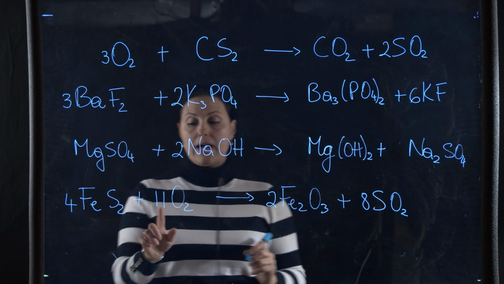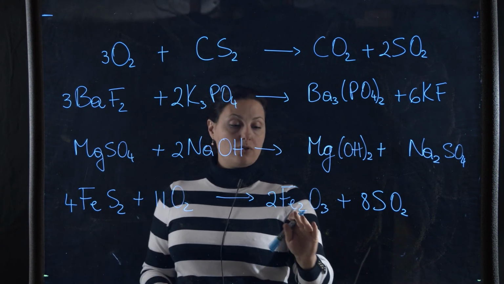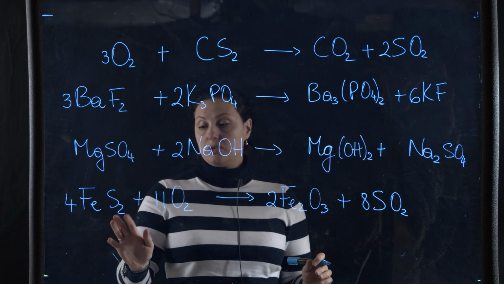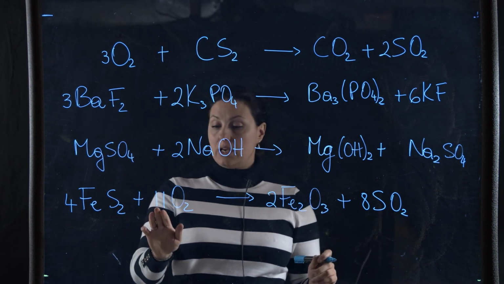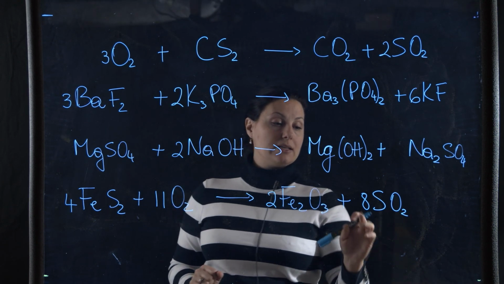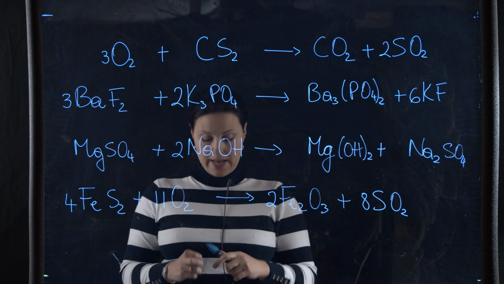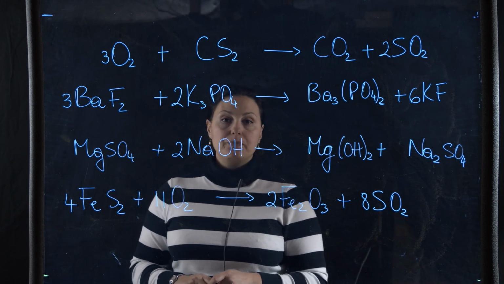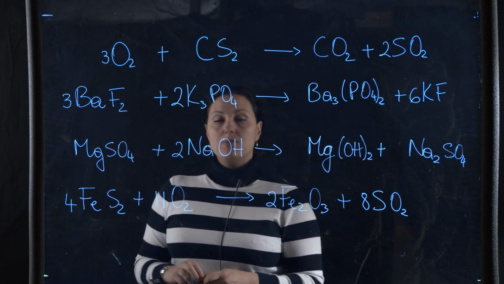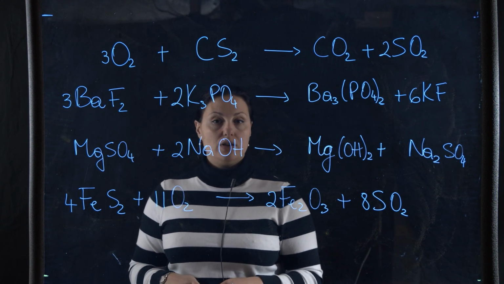And therefore, I now have 22 oxygens. 4 irons, 4 irons. 4 times 2, that's 8 sulfurs, 8 sulfurs. 22 oxygens: 2 times 3 is 6, 8 times 2 is 16, 22 altogether. And now everything is balanced out. Okay, I am going to stop, erase this, and then we will move on to the next kind of questions.